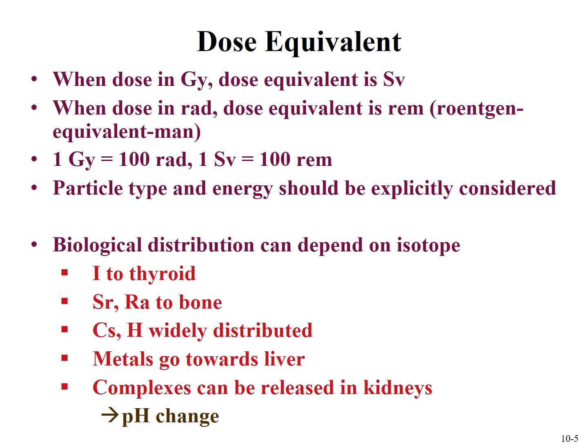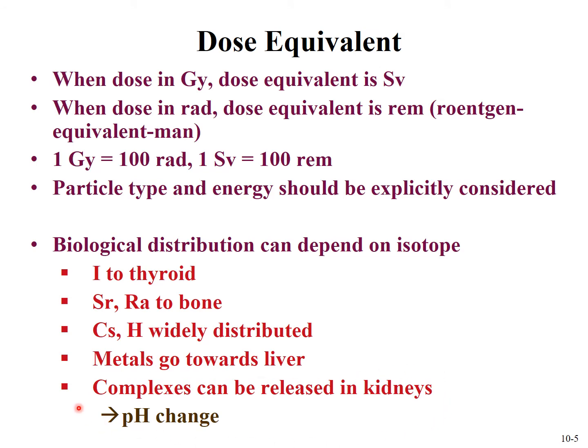The biological distribution of an isotope can also be an important consideration when one evaluates internal dosimetry. And here are some examples of distribution of certain radionuclides. For instance, thyroid is a known collecting point for iodine. Calcium in the bone will mean that divalent metal ions such as strontium and radium go to the bone.